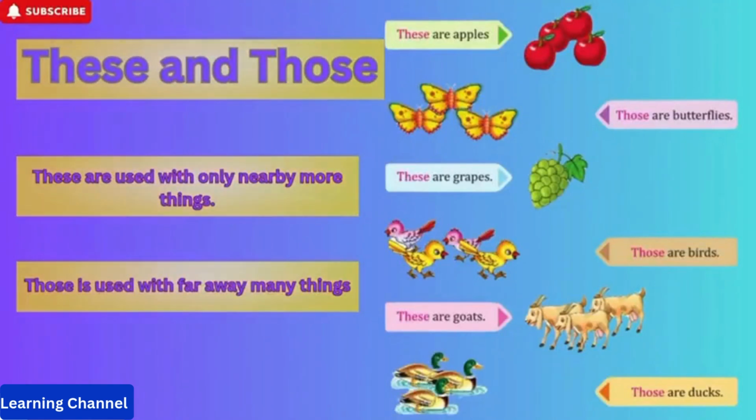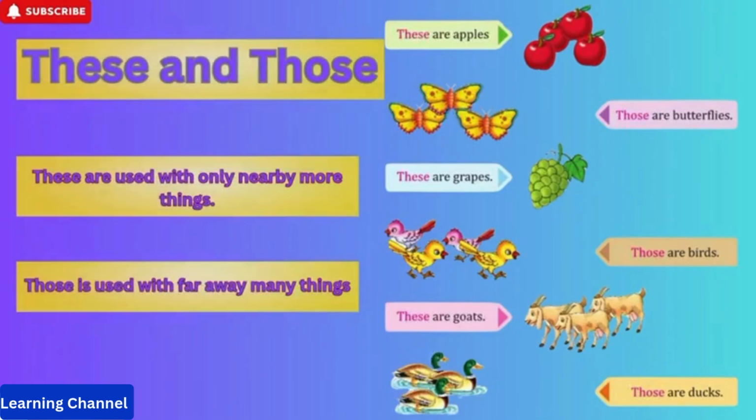Have you ever wondered why we use these in some cases and those in other cases? Let's dive into this topic. These are used with only nearby many things. On the other hand, those is used for far away many things.